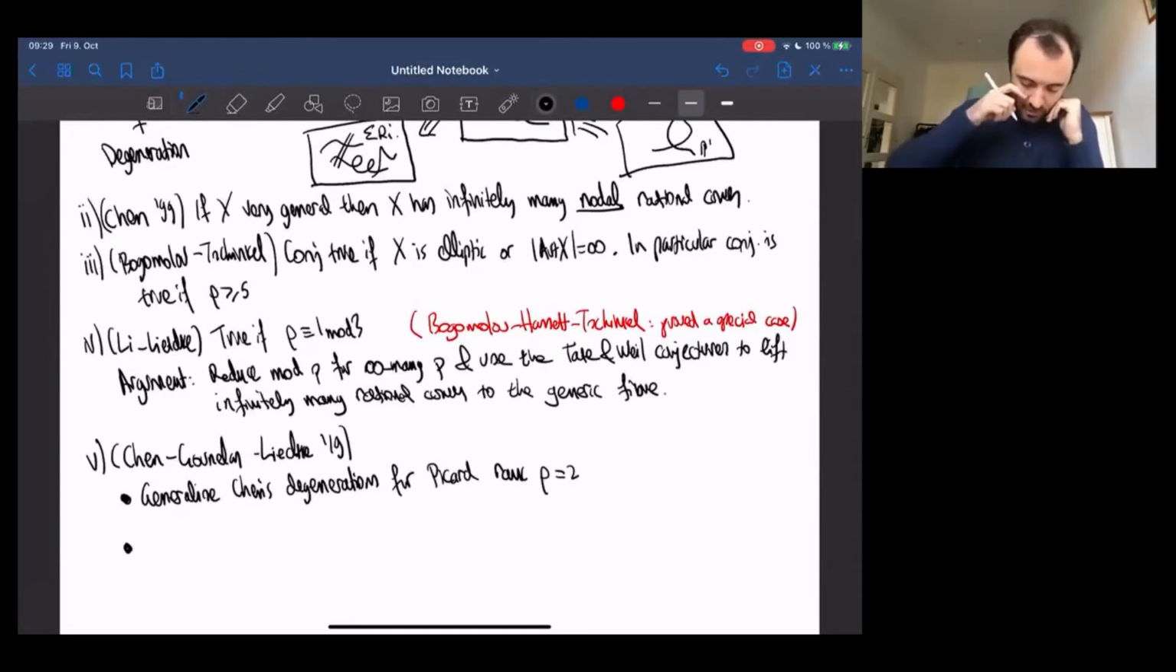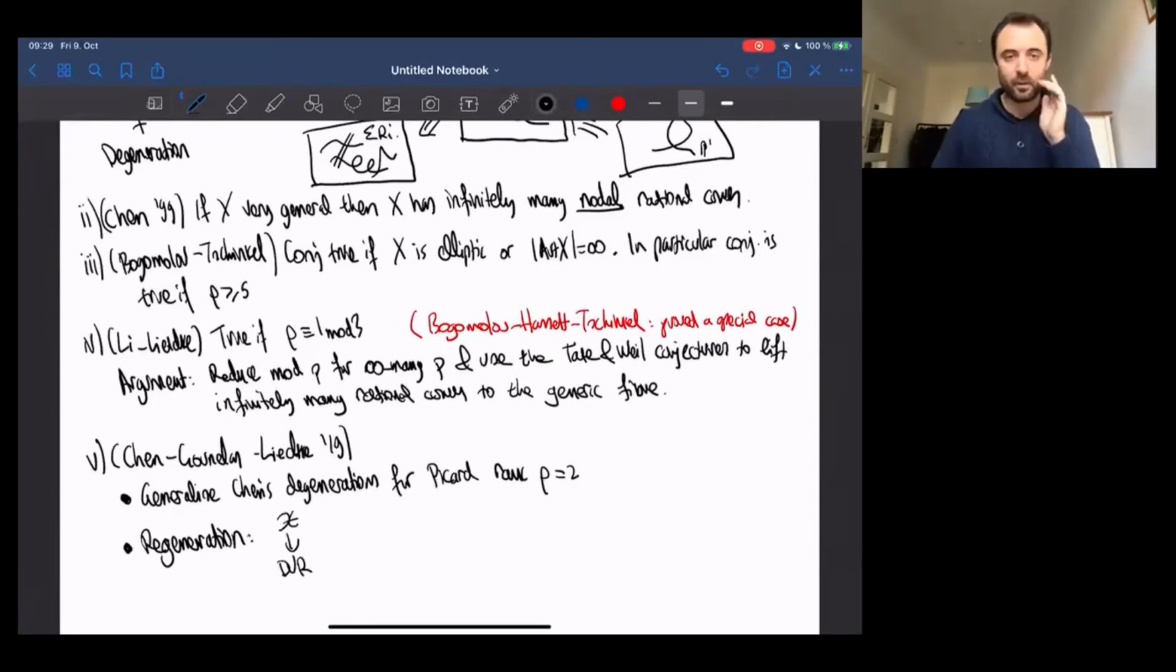Okay, so the first technique is something that we call regeneration. And here, what's the idea? You start with a family of K3s X over some DVR. And what we want to do is pass curves from the special fiber to the generic fiber. I don't want to spend too much time on this because I'd rather talk about some of the more recent things I've proven.